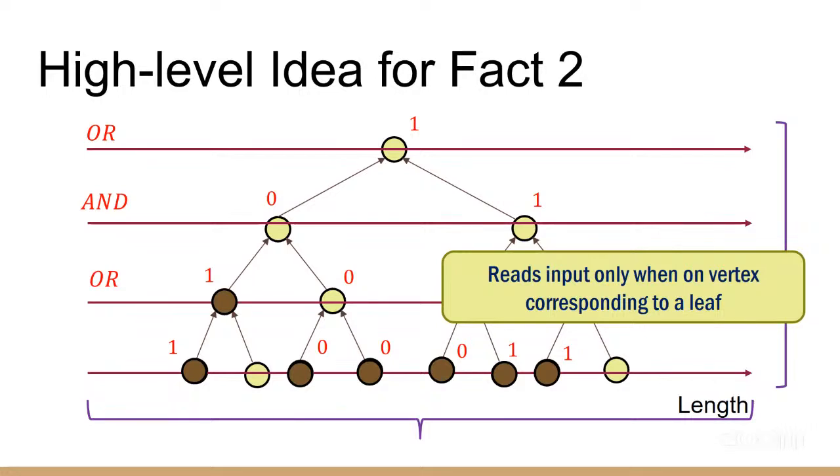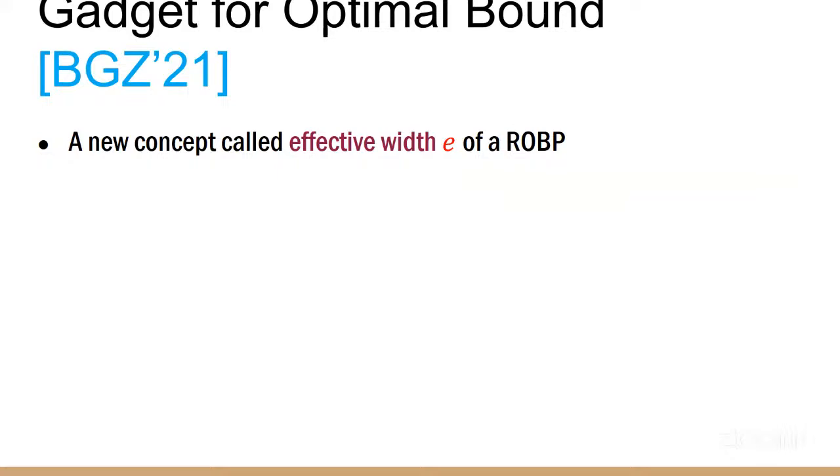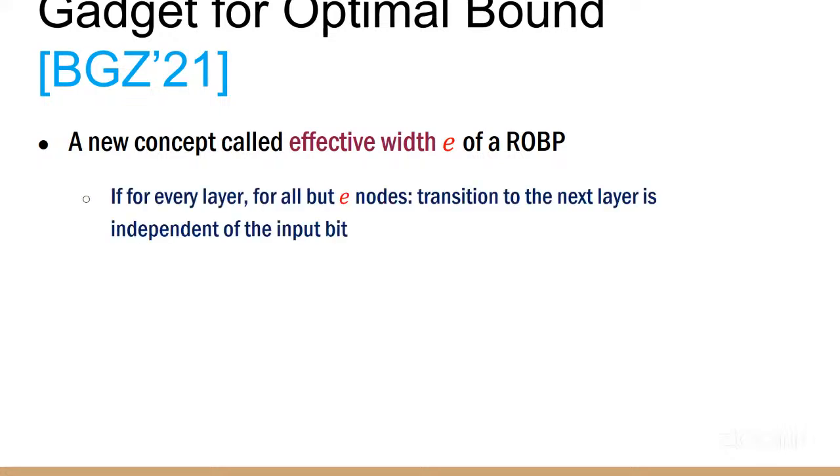Now this is the property that we are going to use to construct optimal read-once branching programs. So in this paper, we defined a new concept called the effective width of a read-once branching program. The effective width is E if for every layer, for all but E nodes, the transition to the next layer is independent of the input bit. So we care about read-once branching programs with effective width 1. That is, for all nodes but one node, the transition is independent of the next input bit.